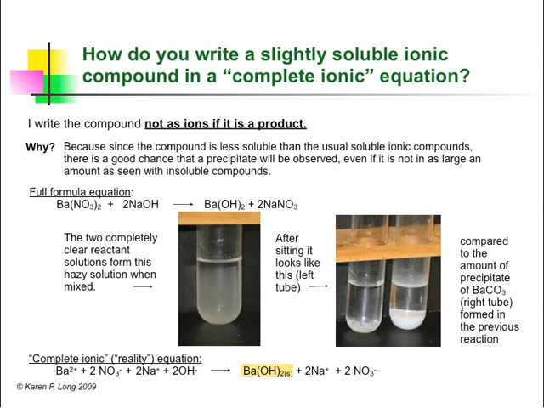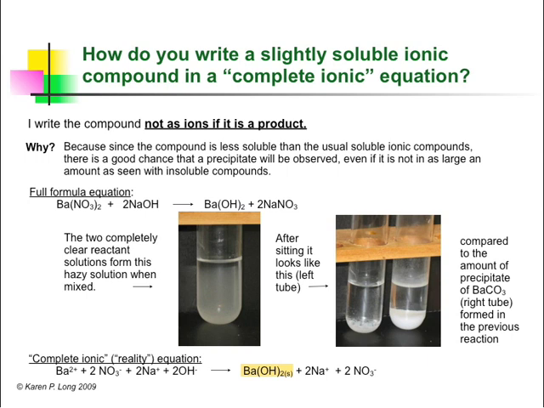Here's an example. We have barium nitrate and sodium hydroxide, which are both completely clear reactant solutions, and they are mixed to make a solution that looks like the picture in the tube underneath the word barium hydroxide. That test tube is hazy looking. It doesn't quite look like precipitate, but it doesn't look clear like the reactants did. After sitting a while, it looks like the tube in the picture on the right, the left-hand tube. There looks like a small amount of precipitate.